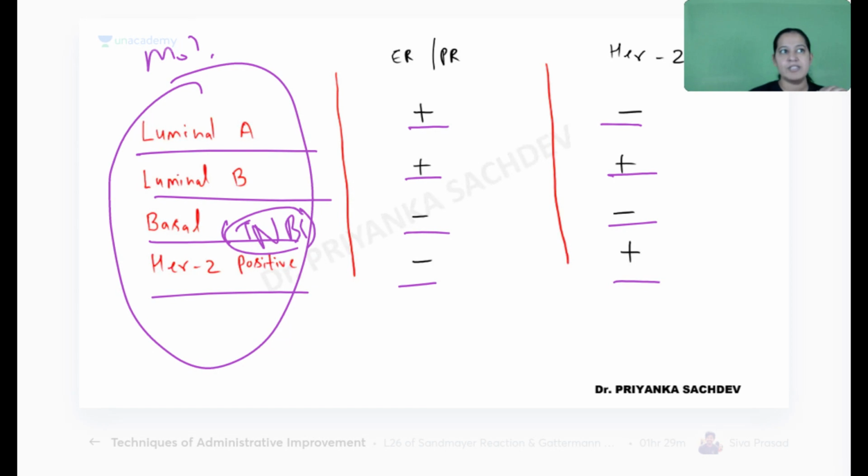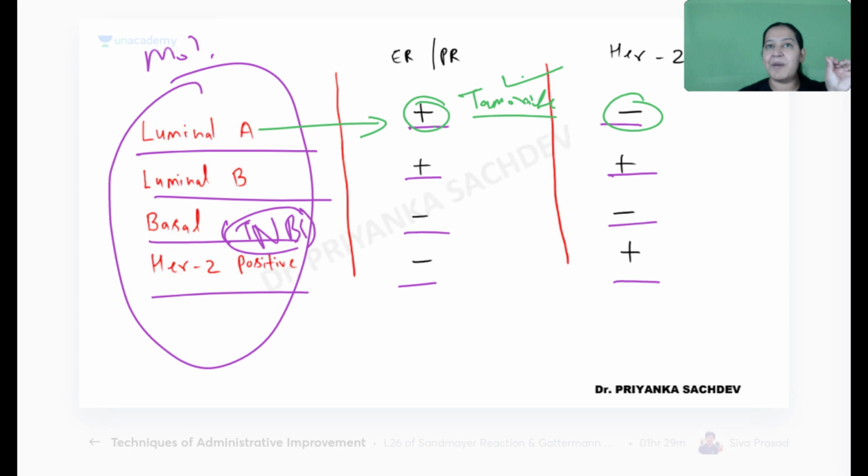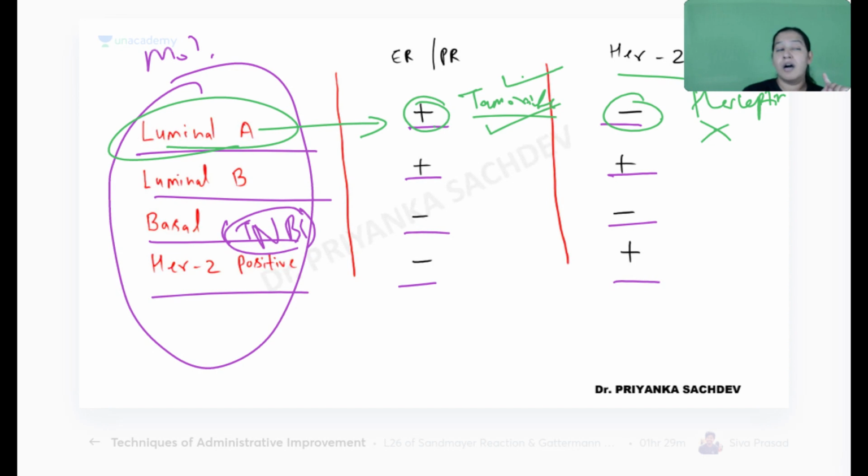So let me talk about one possibility. If she is ER/PR positive and HER2 negative, it is known as luminal type A, and you will offer only hormonal therapy to her. You will offer tamoxifen, because she is ER/PR positive, and tamoxifen is an ER/PR blocker. She is HER2 negative, so don't offer Herceptin to her. Herceptin is a HER2 blocker. HER2 is not there, so why would you want to block it? So you offer tamoxifen and not Herceptin to the first patient, luminal A. Luminal B, you will offer tamoxifen also, Herceptin also, because she is all positive.